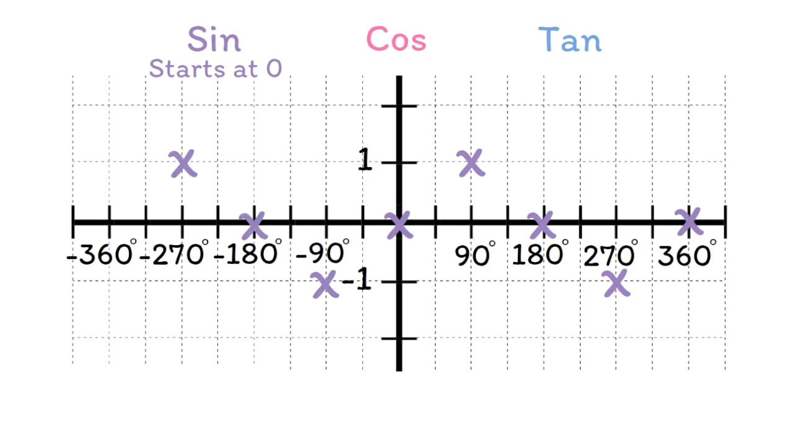Technically, these graphs go on forever, so there isn't actually an end point. But normally we do them from -360 to 360, and in your exam question they'll make it clear where they want you to start and stop.